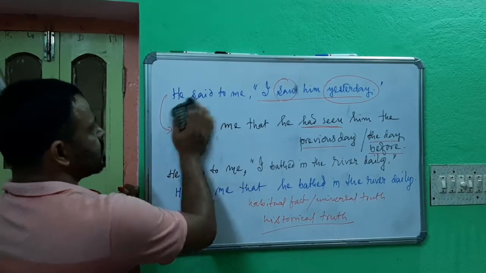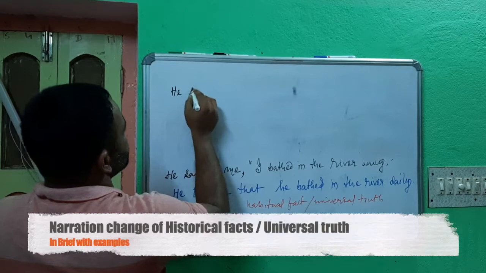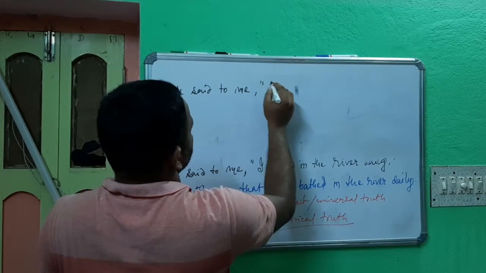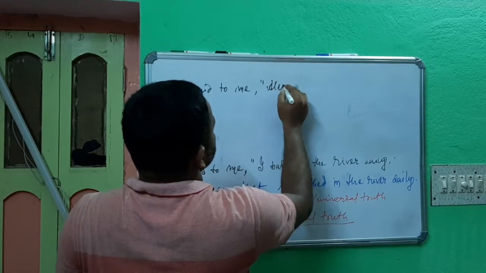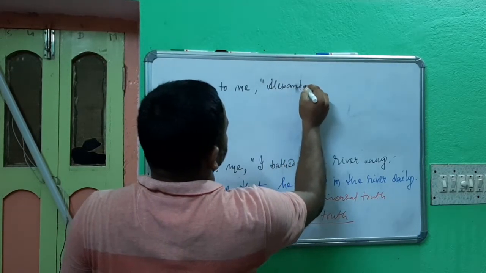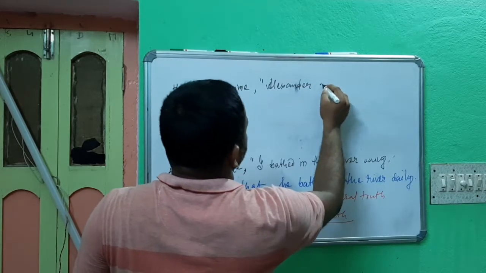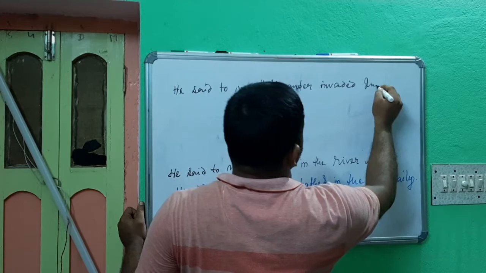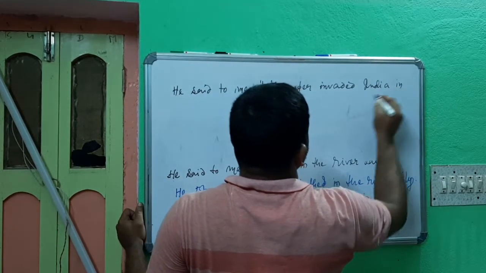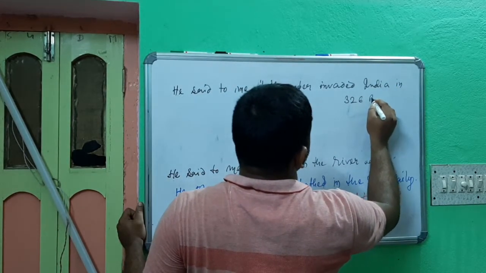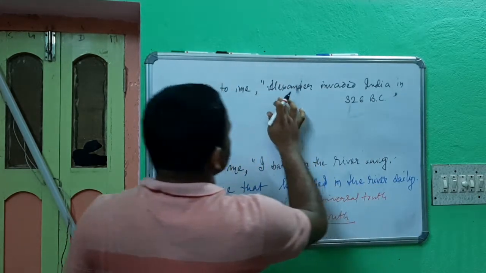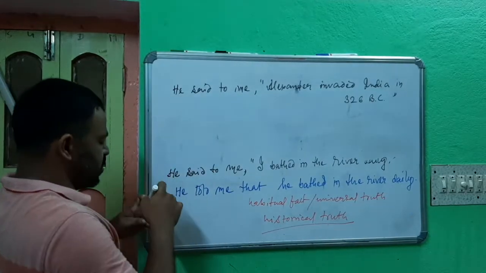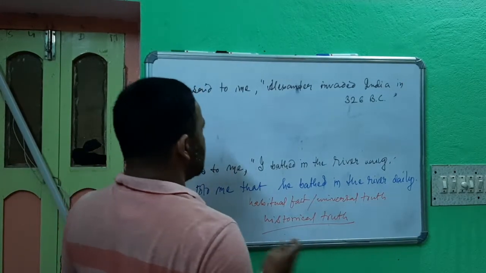That is, he said to me, Alexander invaded India in 326 BC. It is a historical truth that Alexander invaded India. So it will be changed in indirect narration in this way.